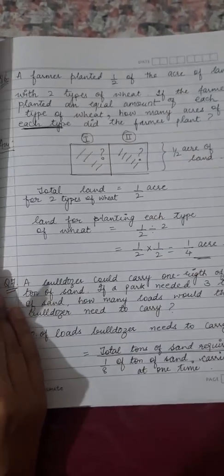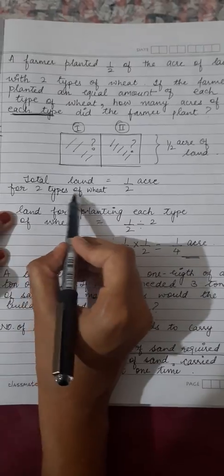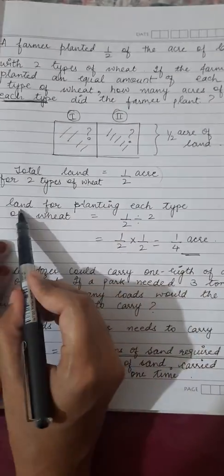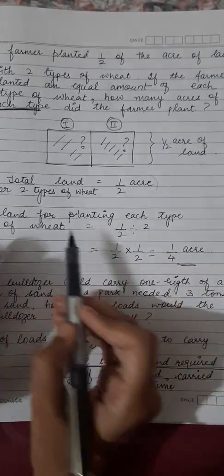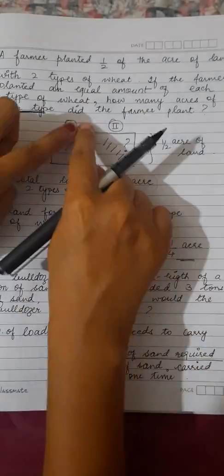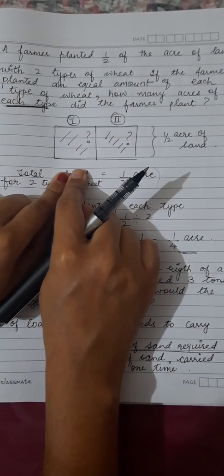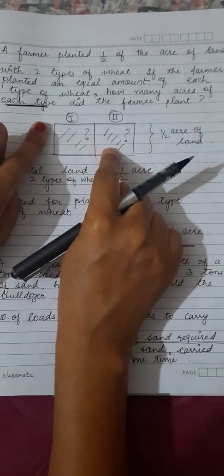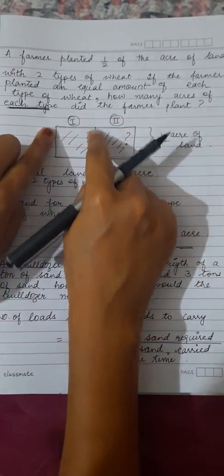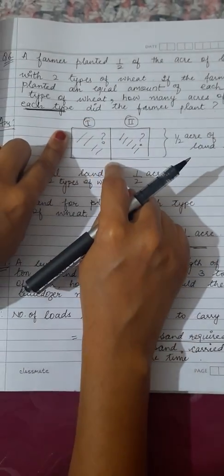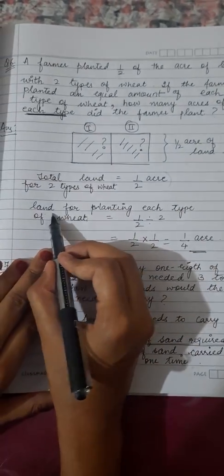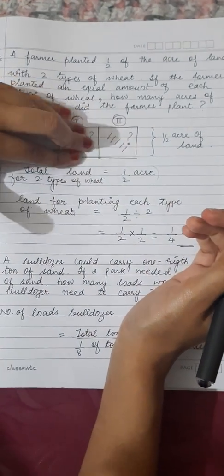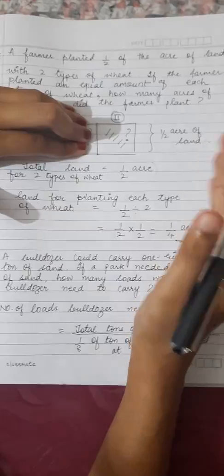So now what we will be doing is total land for 2 types of wheat. How much is there? What is the total land? 1/2 acres. Land for planting each type of the wheat. Now this means that if this is the complete land we are having, and I want that equal amount of wheat has to be there in 2 plots, then for 1 plot what is the value of the plot? What is the land which is required for planting 1 type of wheat? Okay, you just have to find the value of this plot. How are you going to find how big it is?